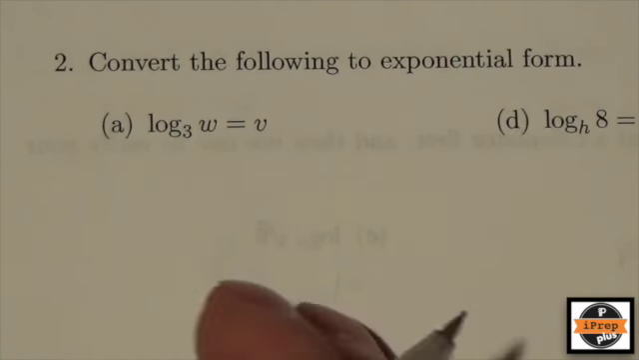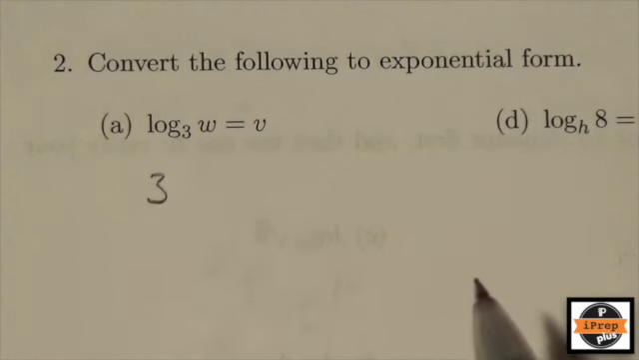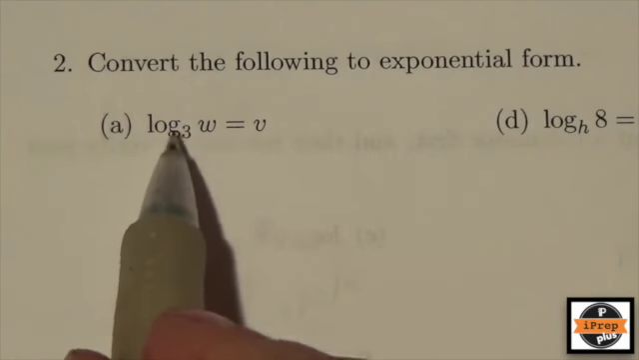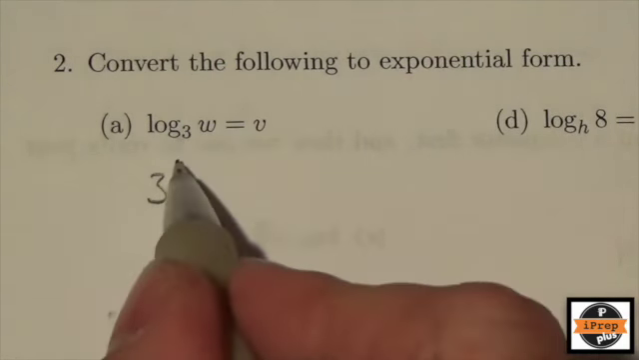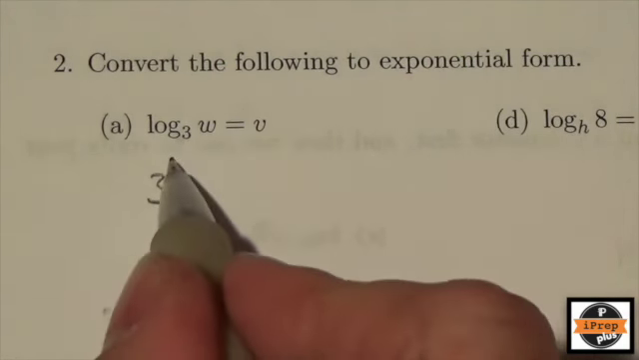Now, when we convert this to exponential form, remember that the base is going to be the same. So the base of the log will be the same as the base of the corresponding power. So it's going to be the base 3. And a logarithm is equal to an exponent, so this has to be 3 to the v will equal the argument of the logarithm, w. And there it is. That's as easy as it is.